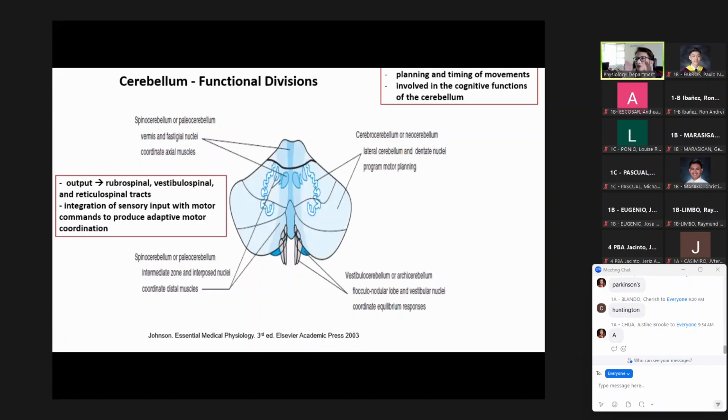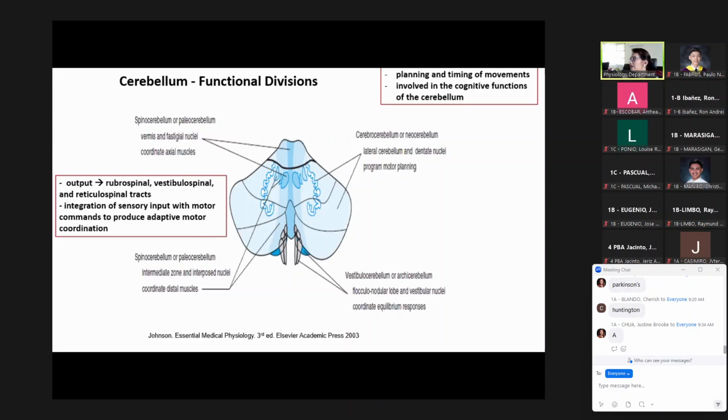And when you talk about the intermediate, okay, the intermediate portion, yung nasa gilid. So this has something to do now with the intermediate. Okay, this has something to do with the distal muscles. Yung mas gitna, yung vermis has something to do with the axial. Itong nasa gitna. Yung intermediate has something to do with your distal muscles, and then the lateral.